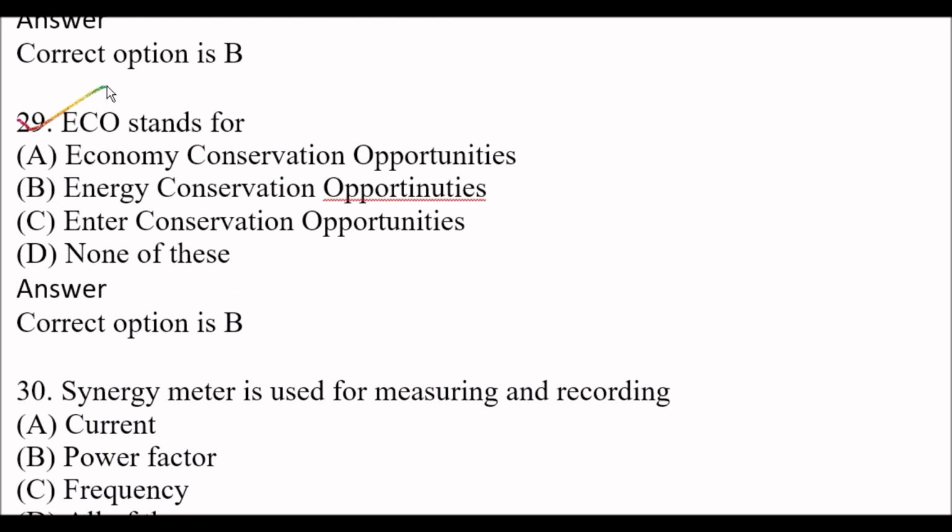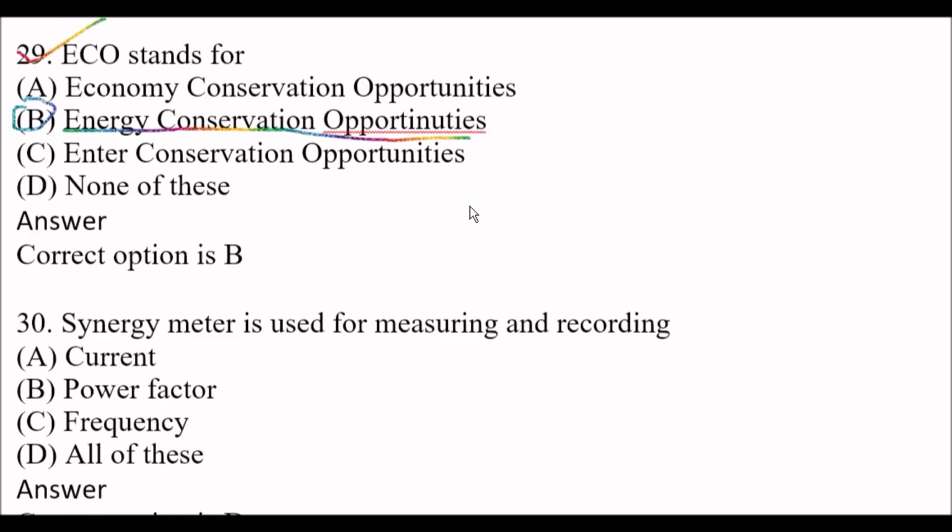ECO stands for option A, economy conservation opportunities. Option B, energy conservation opportunities. Option C, enter conservation opportunities. Option D, none of these. Right answer is option B, energy conservation opportunities. ECO stands for energy conservation opportunities. Next question.